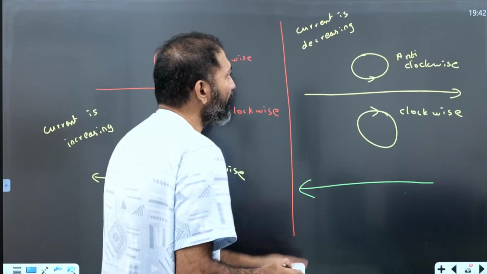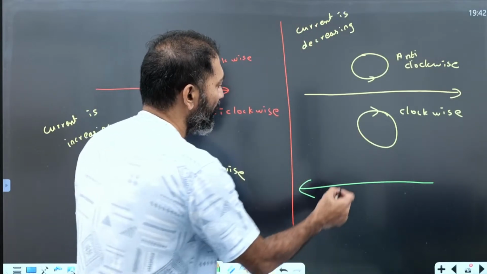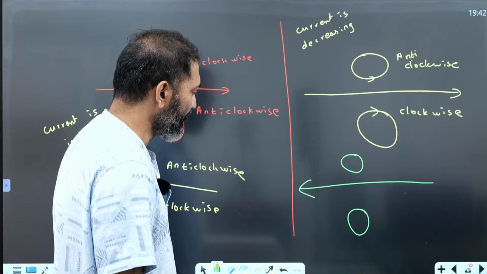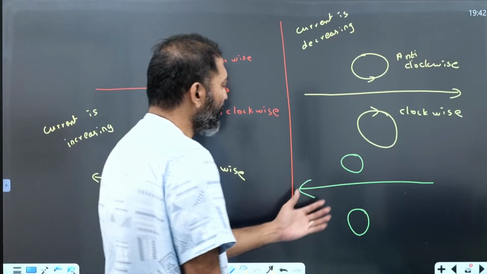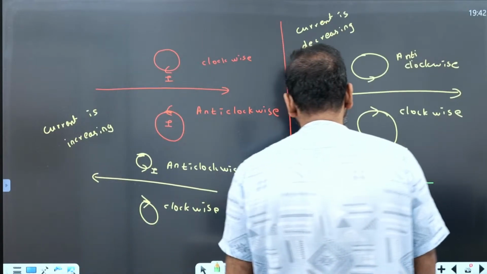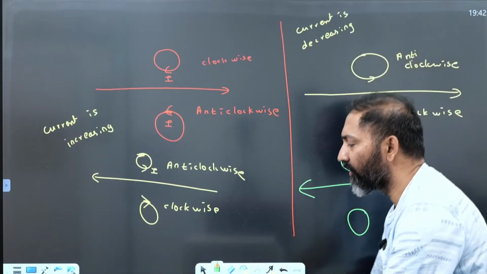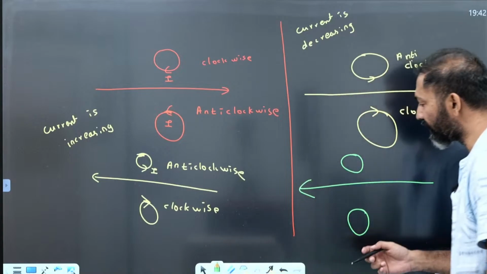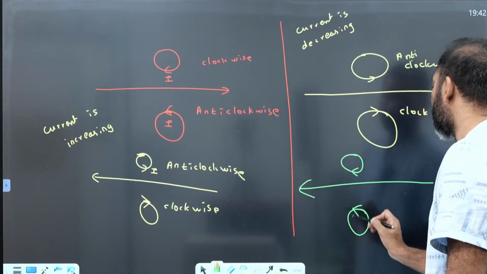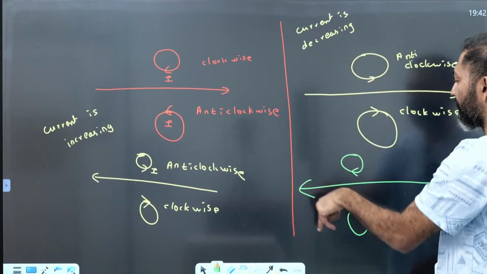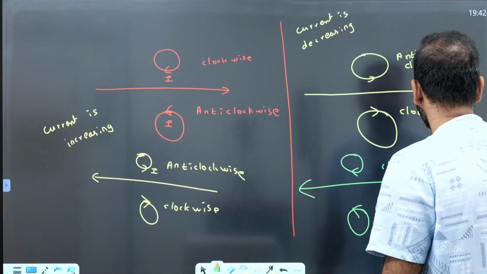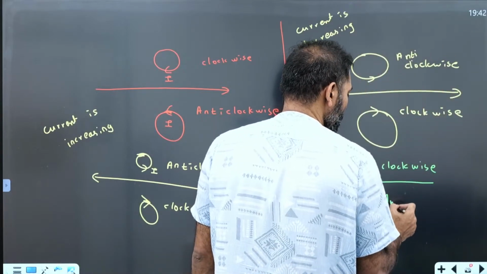Left side current is decreasing. So again there will be induced EMF, induced current in these two metallic loops. In the first metallic loop, left side current is decreasing. Decreasing means what? It is slowing down, so it has to be supported. How to support? Current in the same direction. Here also current in the same direction, since this current is decreasing. So here it is what? Clockwise. And in the lower figure the current is anti-clockwise.